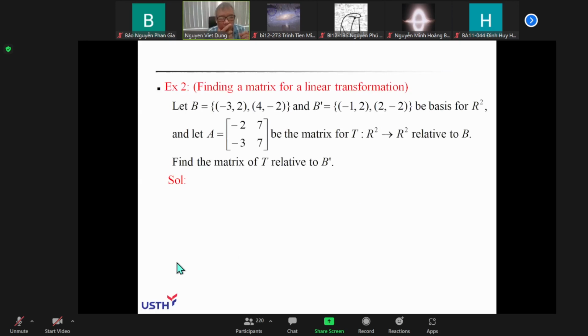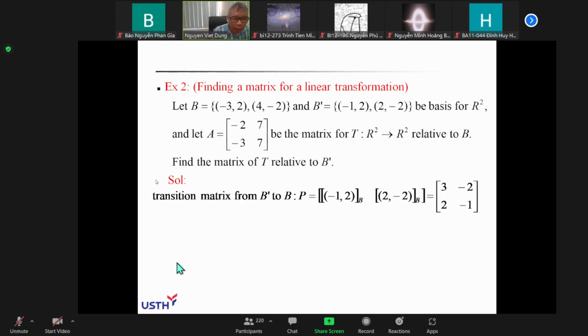Next, suppose that B to be that and B prime to be that. Suppose that both of them are bases for the space R2. Now suppose that we know already that the matrix of T relative to B is that one, and you are required to find the matrix of T relative to B prime here. How can you do it? It's very easy. You need to find the transition matrix from B prime to B and from B to B prime and multiply them with A, you get A prime.